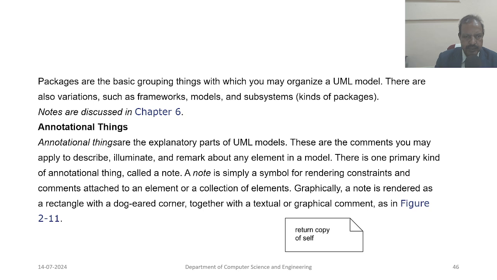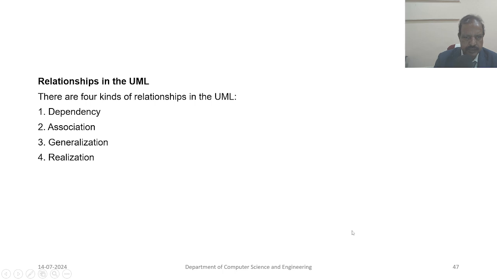Then coming to the annotational things, it is just the explanatory part, like the comments and everything you are giving. These are the comments you may apply to describe, illuminate, and remark about any elements in a model. And there is one primary kind of annotational thing called the note. We write some notes there. Example, you can see it here: a rectangle where the corner is just bent. They cut some portion and bent it like this.